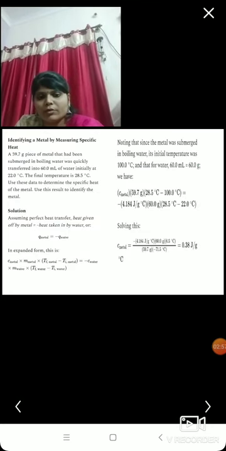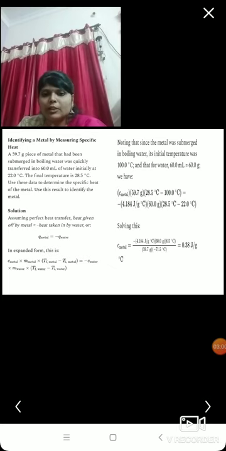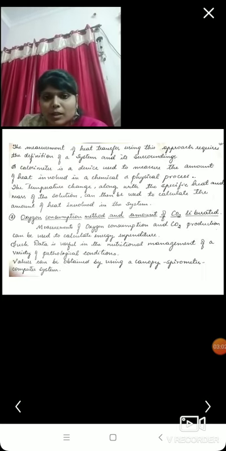See, here is one of the sums which I will teach you a little later. Coming back to this, the measurement of the heat transfer using this approach requires the definition of the system and its surroundings. See, a calorimeter is a device used to measure the amount of heat evolved in a chemical or a physical process, as I told you very earlier. The temperature change along with the specific heat and the mass of the solution can be used to calculate the amount of heat evolved in a system.